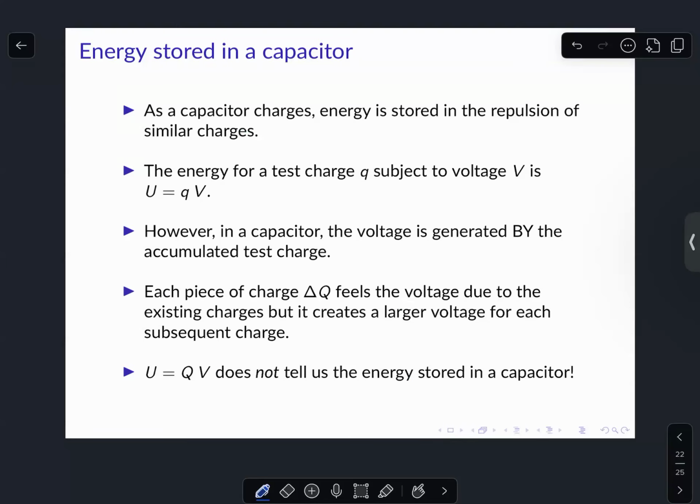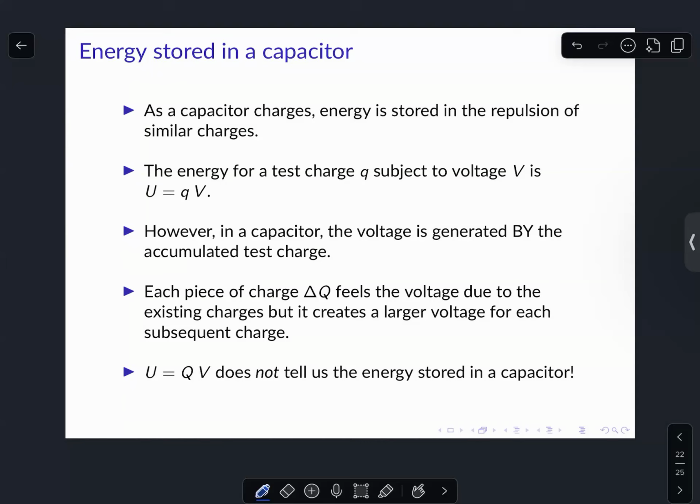As a capacitor charges up, those charges don't like to be near each other. The positive plate has lots of pluses packed in. They don't like to be near each other. Positives repel positives. The negative plate has negative charges packed together. They don't like to be near each other. As the capacitor gets more and more charge on it, the energy comes from the fact that those pluses don't want to be near those pluses. Those minuses don't want to be near those minuses. That's the essence of the energy stored in the capacitor.